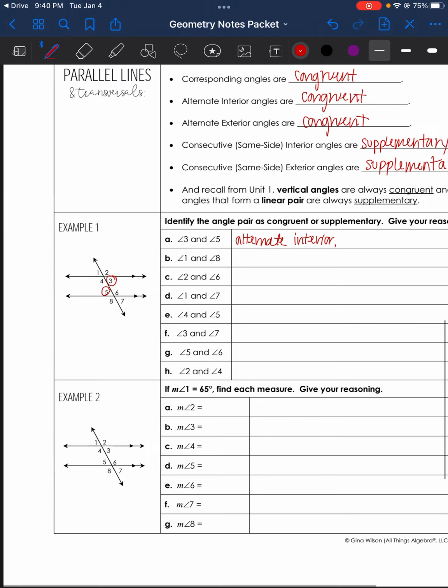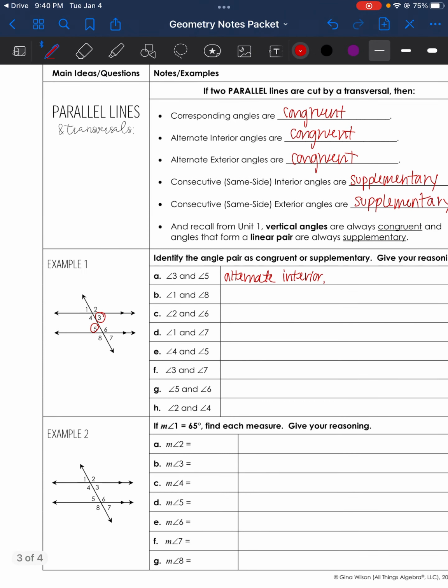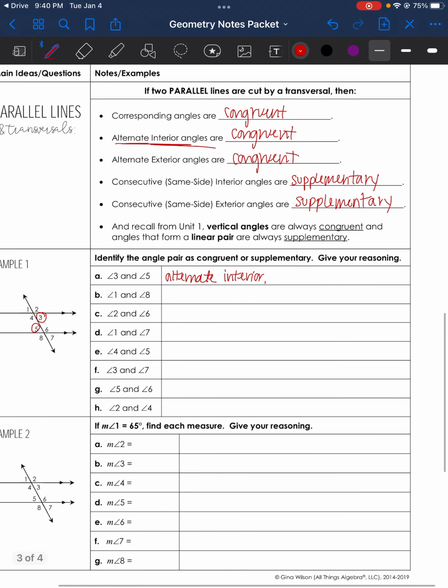Okay, and are they congruent or supplementary? Well, let's look up here. Alternate interior angles are congruent.